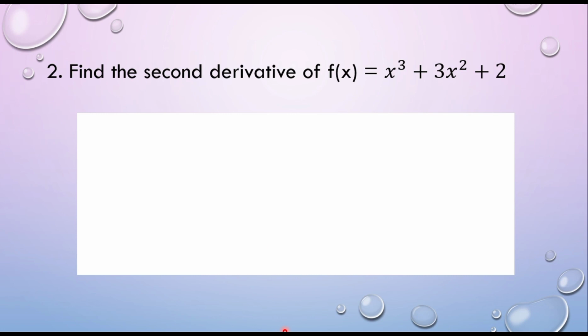Next, number 2, find the second derivative of f of x is equal to x cubed plus 3x squared plus 2. We have our solution. First, let's write the equation f of x is equal to x cubed plus 3x squared plus 2. So in the first problem, we had to find the first derivative. Now let's find the second derivative of the equation. On finding the first derivative, we have to multiply the exponent to the constant, then minus the exponent by 1.